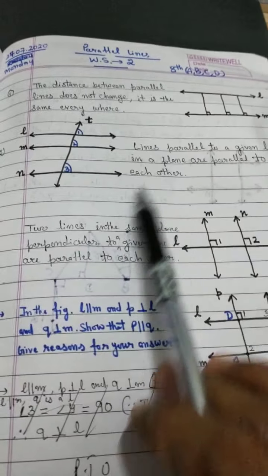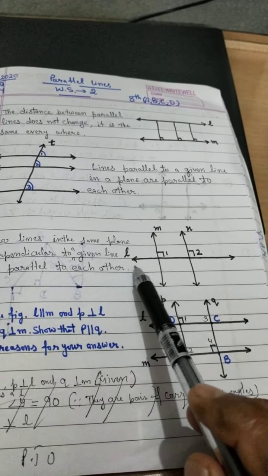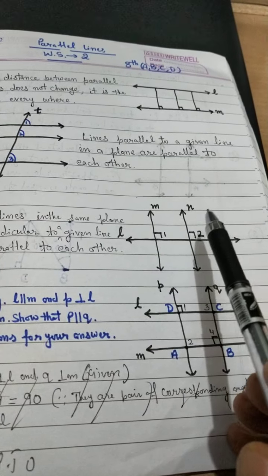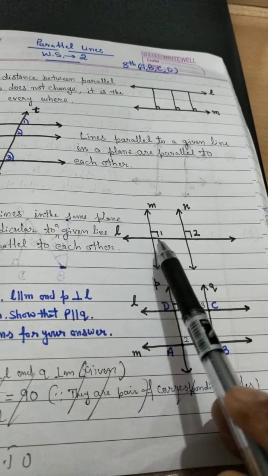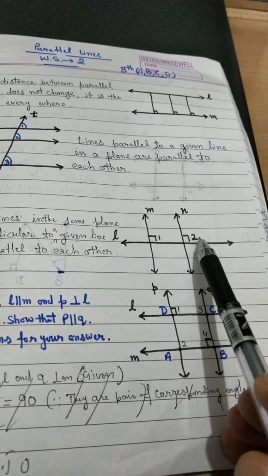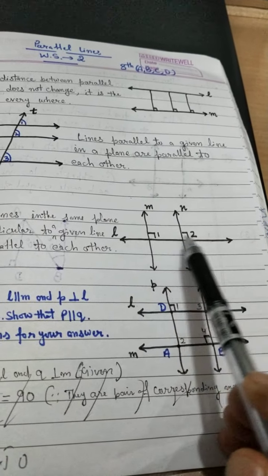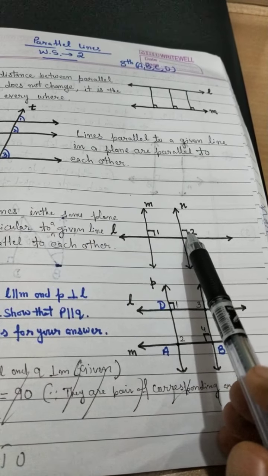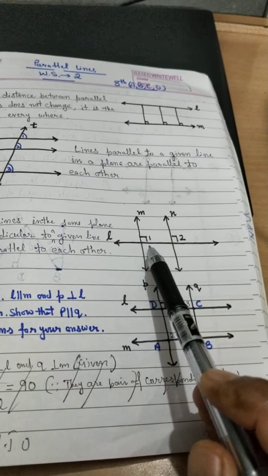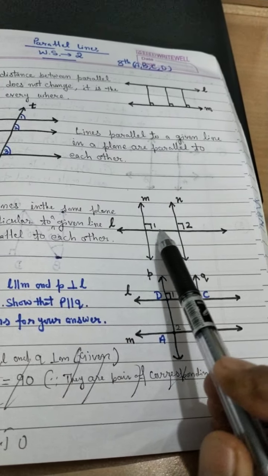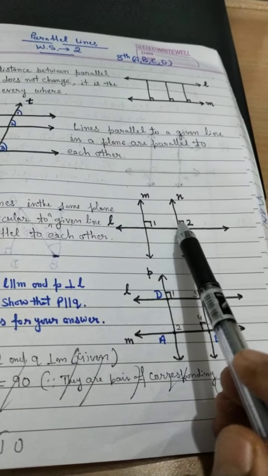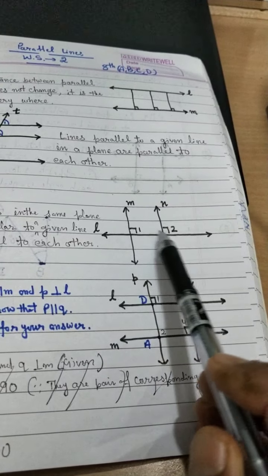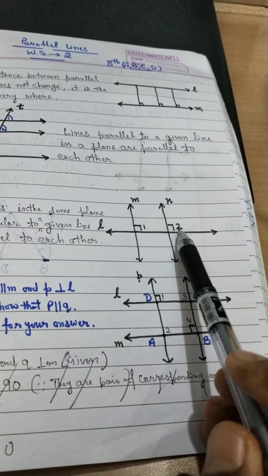The third one is very important. Here L is a line, M is perpendicular to L, and N is also perpendicular to L. It means angle 1 is equal to angle 2. They are perpendicular, so angle 1 is equal to 90 and angle 2 is also equal to 90. But here angle 1 is equal to angle 2. If angle 1 is equal to angle 2, then line M is parallel to line L. These form a pair of corresponding angles.